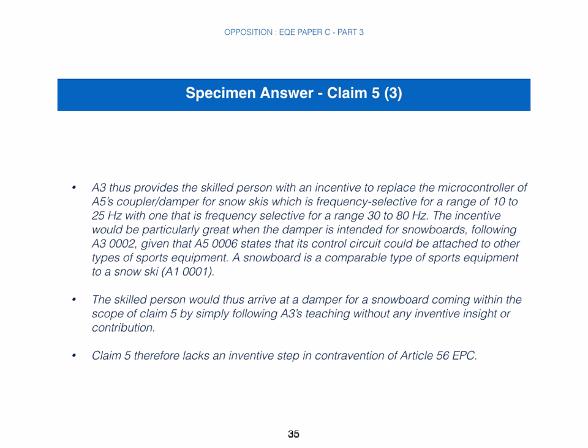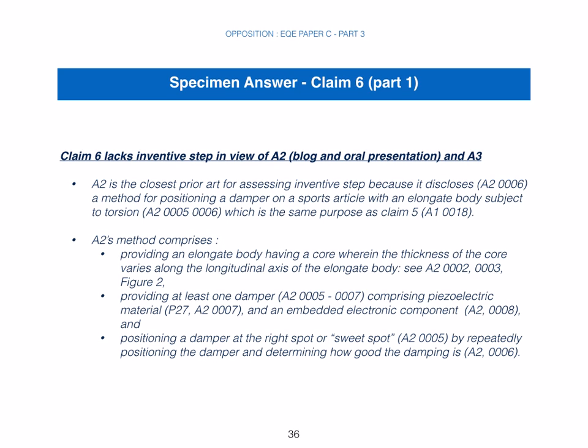Then we go to Claim 6. Claim 6 lacks inventive step in view of A2, blog, and oral presentation, and A3. Closest prior art. A2 is the closest prior art for assessing inventive step because it discloses, A2 paragraph 6, a method for positioning a damper on a sports article with an elongate body subjected to torsion, A2 paragraphs 5 and 6, which is the same purpose as Claim 6, A1 paragraph 18.